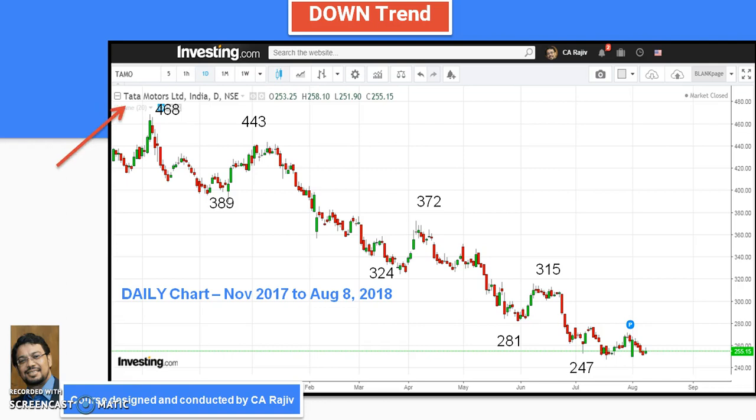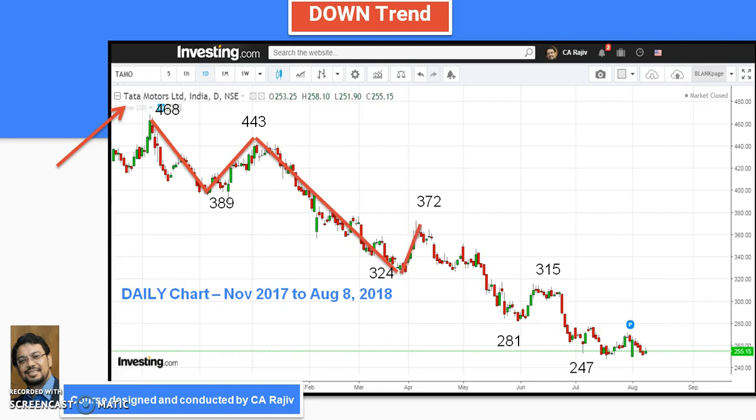It is obviously the mirror image of the uptrend. For the downtrend, I have taken Tata Motors as our example here. As we can see, right from 468 levels, the price fell to 389, then rebounded. There was a corrective rebound to 443. Again the price fell to 324. It rebounded to 372. Again it fell to 281. It rebounded to 315. And as we talk, on the date of this recording, we are at almost 240 or 250 levels. So this is a clear-cut downtrend in Tata Motors.